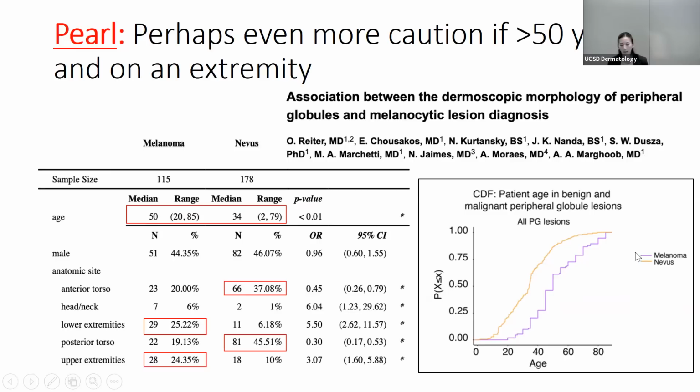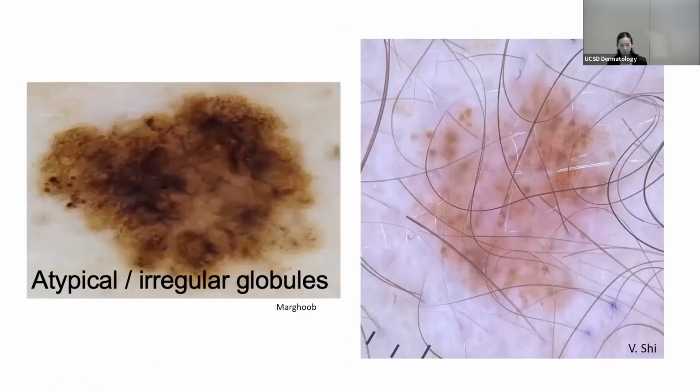So here they looked at lesions that had peripheral globules and then categorized them into melanomas versus benign nevi. And you can see here, this is just by age. So the melanoma lesions were definitely seen in older patients. The median age was 50 versus 34 for melanoma versus nevi. And then the melanomas tended to have a higher percentage on the arms and the legs, whereas with benign nevi, most of them were seen on the torso. So just an interesting idea to keep in mind, if you see something on an extremity, and especially if that person is older, you want to be more cautious and probably do a biopsy.